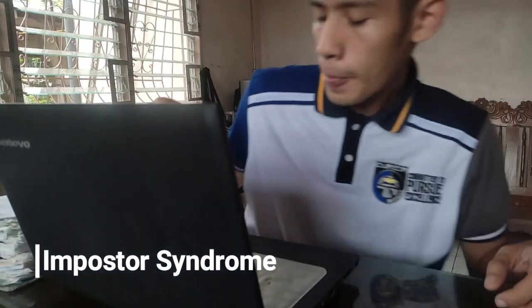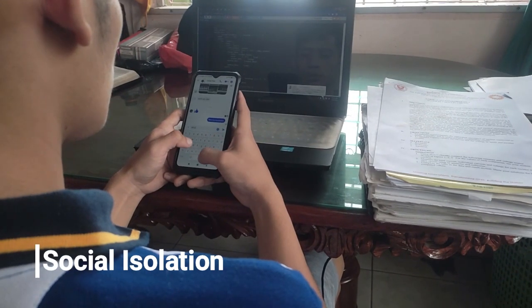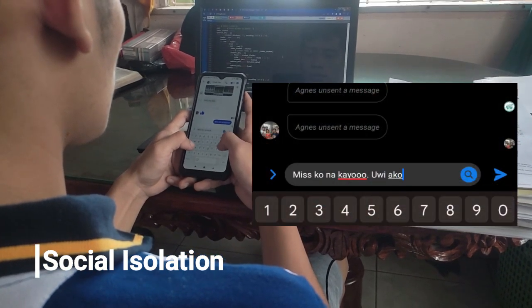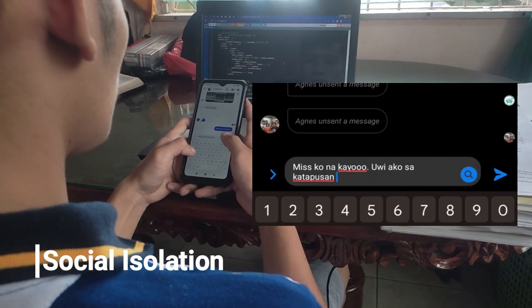Imposter syndrome. One of the hazards that computer engineers experience is imposter syndrome, a psychological state where individuals doubt their skills and accomplishments and have a feeling that they don't belong in their field. Social isolation. Computer engineers tend to work alone and their only companion is their computer. This can result in a feeling of loneliness and disconnection.